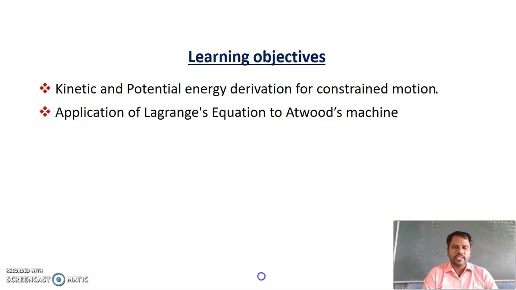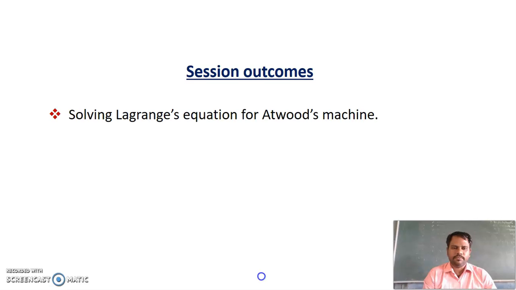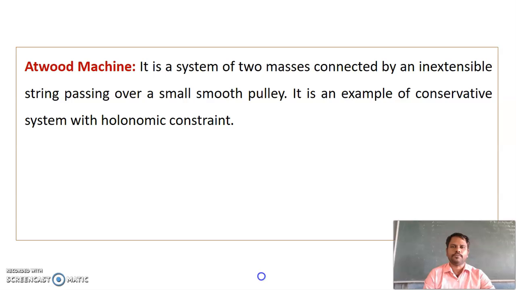The main objective of this session is how to derive kinetic energy and potential energy for a constrained motion, and how to apply Lagrangian equation of motion to Atwood's machine. By the end of this session, you will come to know how Lagrangian equations are used to arrive at the equation of motion for Atwood's machine. Now let's understand what we mean by Atwood's machine.